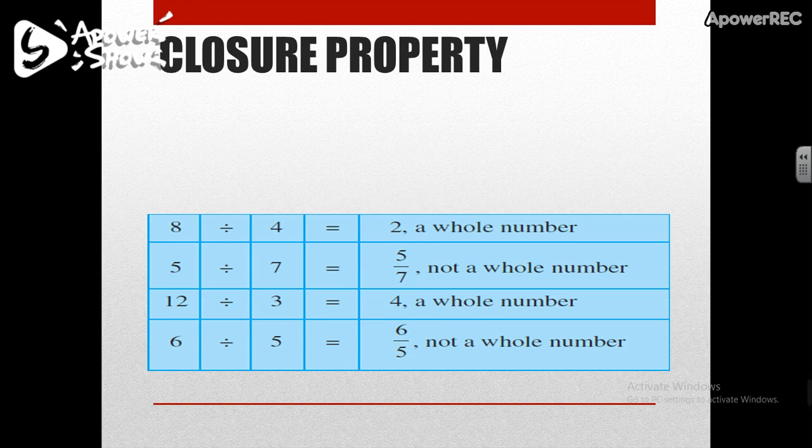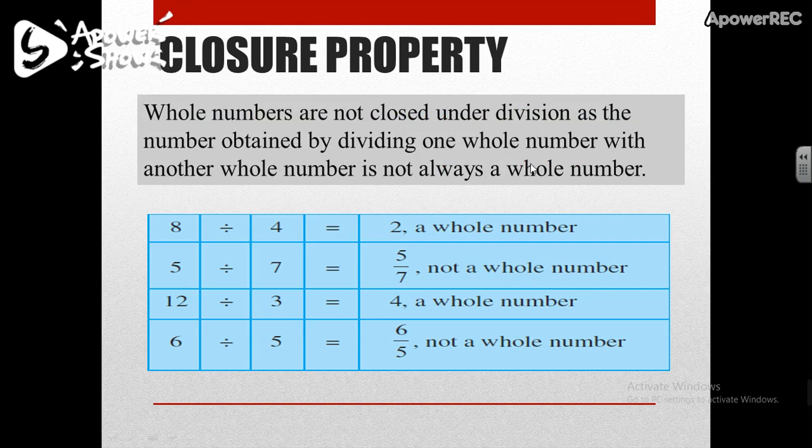So in case of division, I am getting whole numbers as well as numbers which are not whole numbers, which means if we divide one whole number by another whole number, then we are not always getting a whole number. This means that whole numbers are not closed under division, because after dividing a whole number by another whole number, in some cases we are getting a whole number, but in some cases we are not getting a whole number.